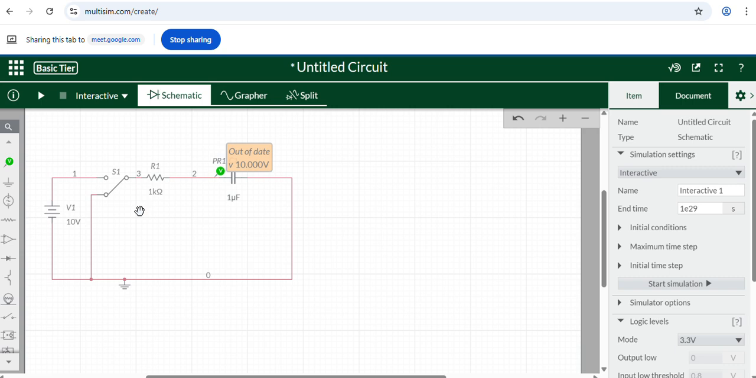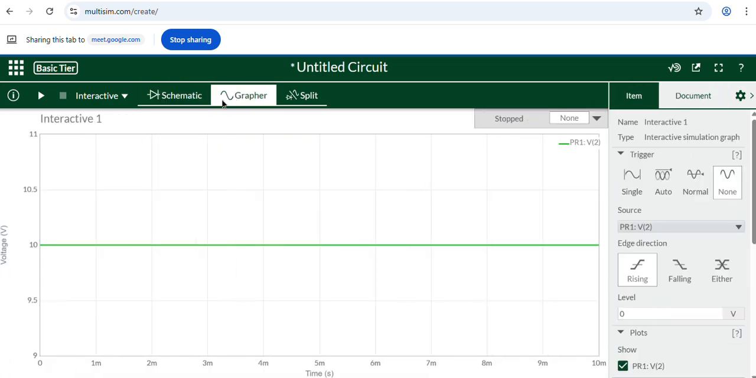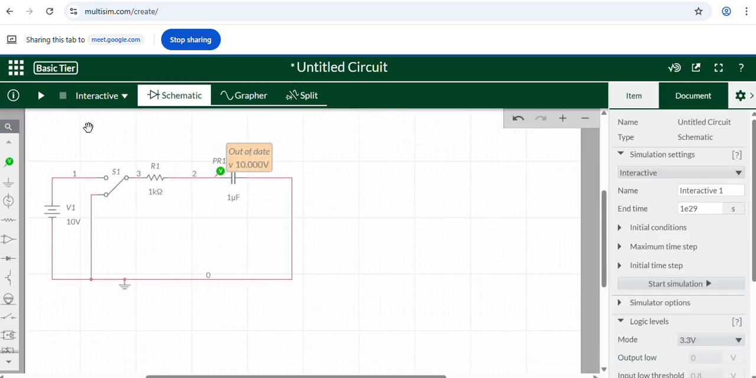And tau is 1 millisecond. So 5 tau will be 5 milliseconds. It means this will full charge in 5 milliseconds. Now let's try to run it.